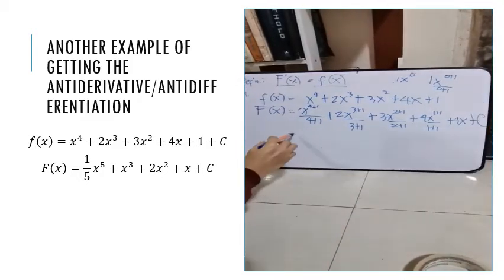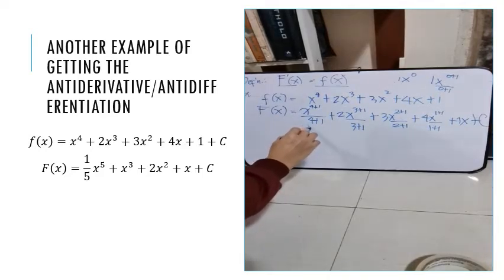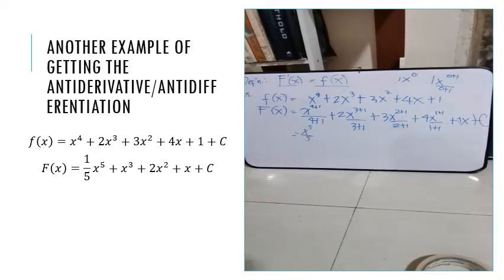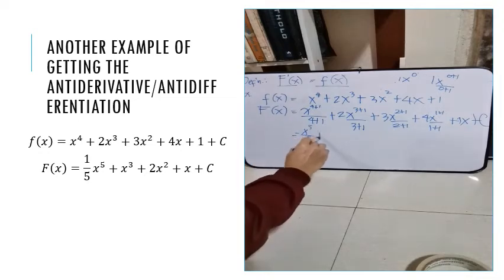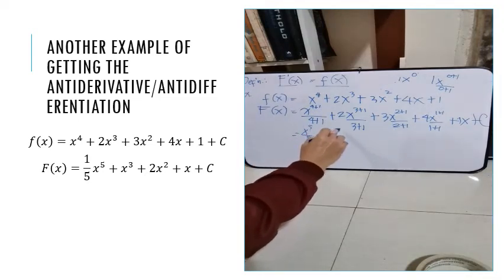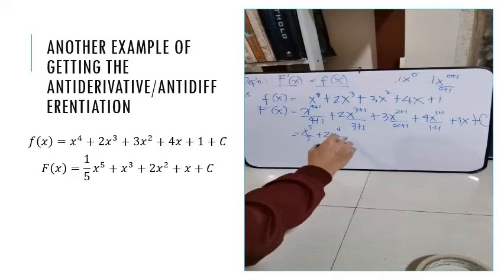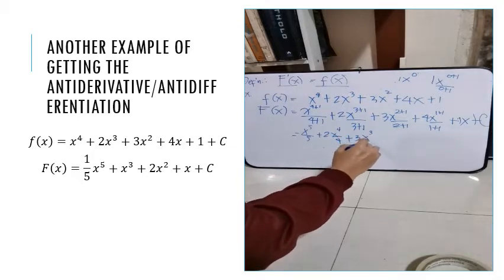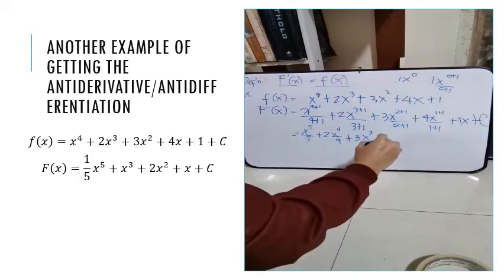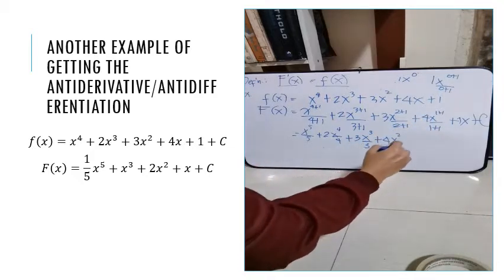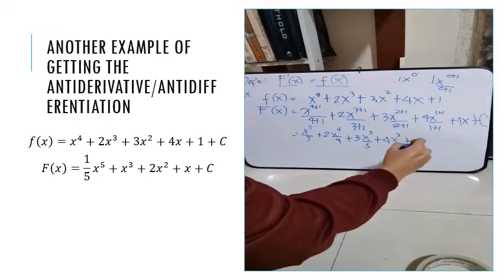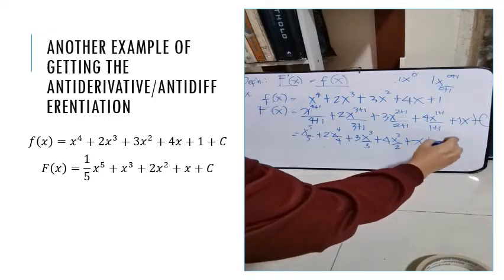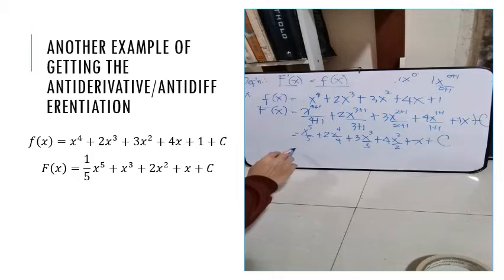Okay, so i-simplify natin. So we have x to the power of 5 over 5, plus sa second term is magiging 2x to the power of 4 over 4, plus sa third term, we have 3x to the power of 3 over 3, plus 4x to the power of 2 over 2. And then 1 times x is x plus the constant C. Or this is just equivalent, class. Okay, yan yung capital letter F of x natin.